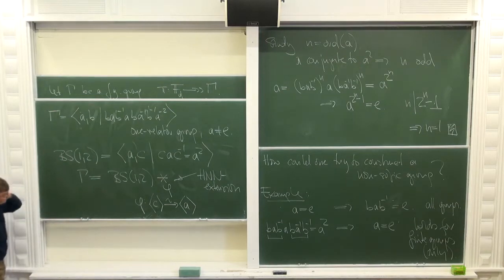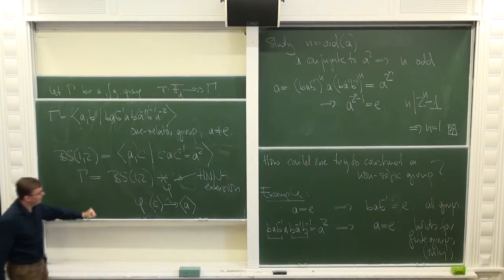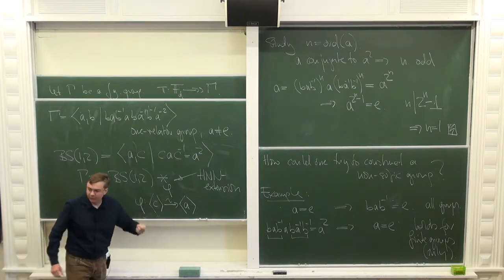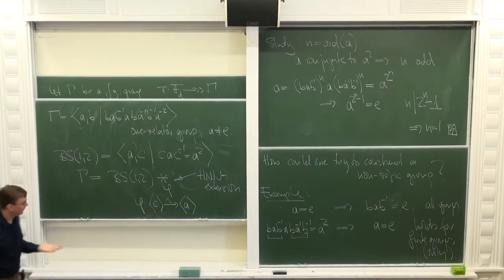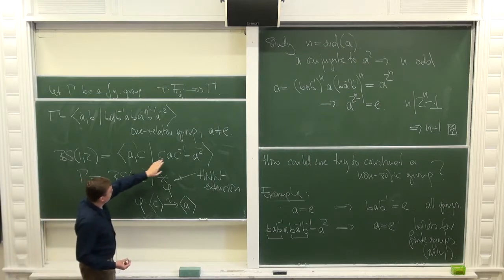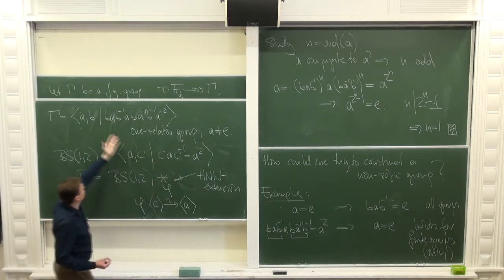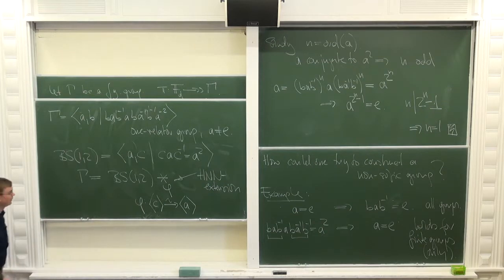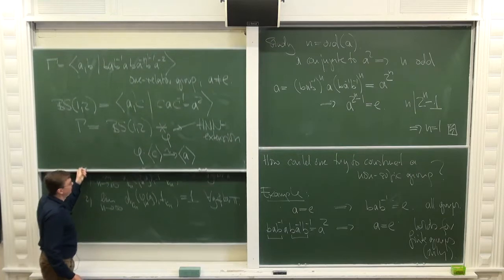And so what is it that an HNN extension is doing? It just adds an element that implements this isomorphism as a conjugation. So you add an element, let's say B, which conjugates A onto C, and well, that's exactly what we need, right? We need exactly an element like this. And so I can now mention a few facts.